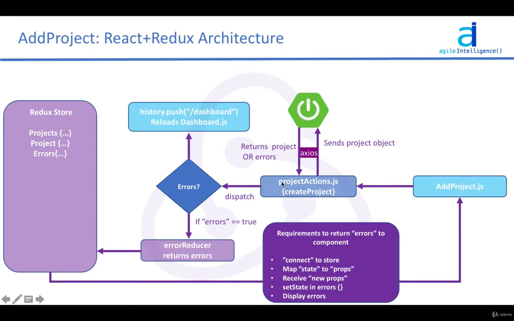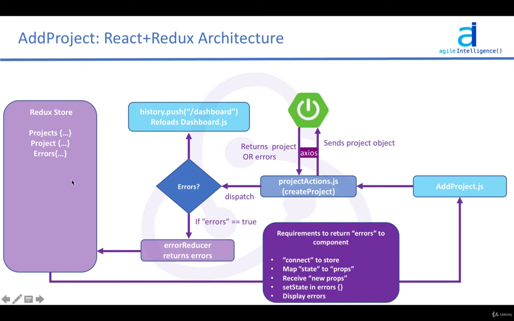And then at this point, the project actions is going to dispatch the get errors action, which is going to trigger our errors reducer to get the errors payload and put it in the store. So right now, this is where we should be. If we send an invalid project object, we should get our errors in our store. And this is going to be a really good test of our catch errors portion of our action.